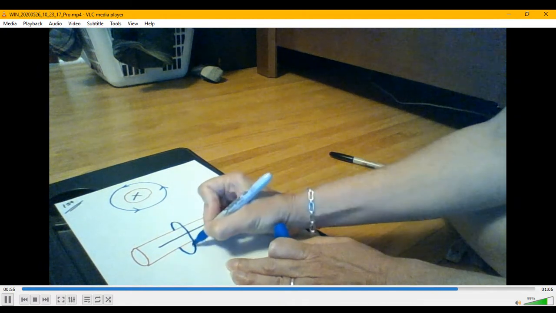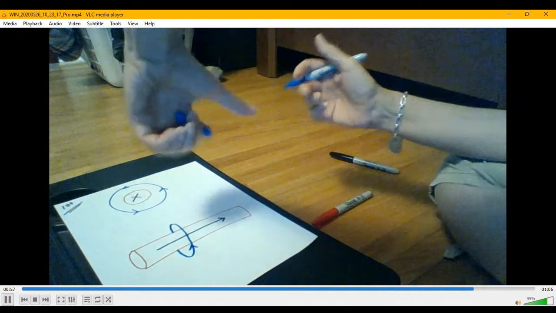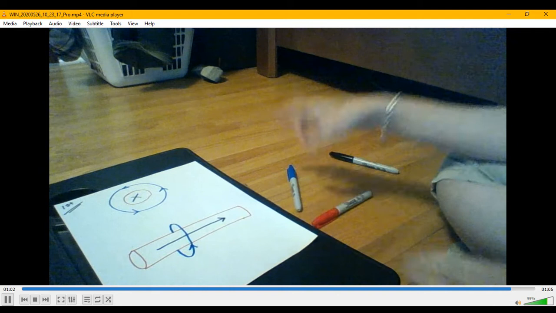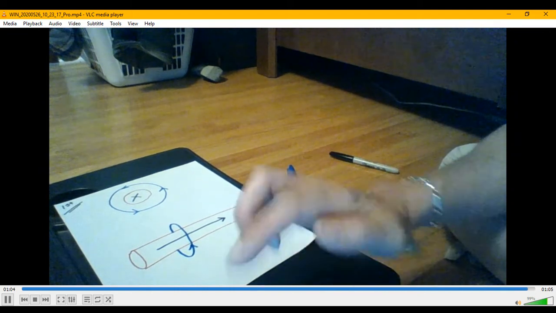So I'm going to put my circle on and put on my arrow so it's in the same direction that my fingernails are pointing. That's basically the left-hand rule for straight conductors. Use your left hand, though.